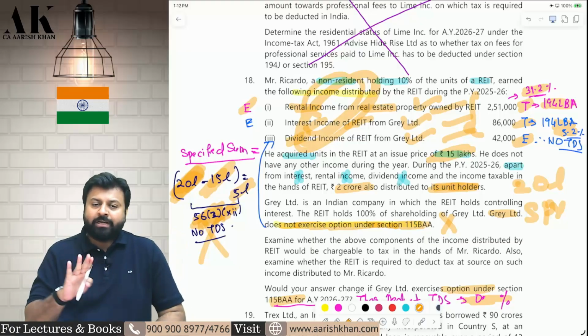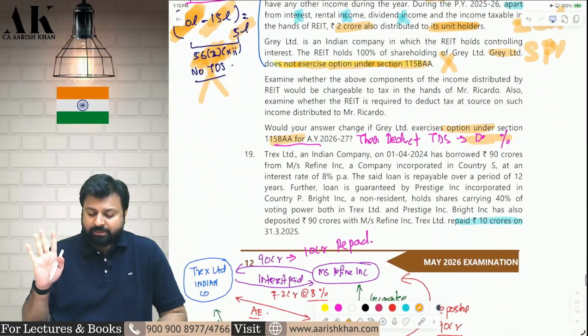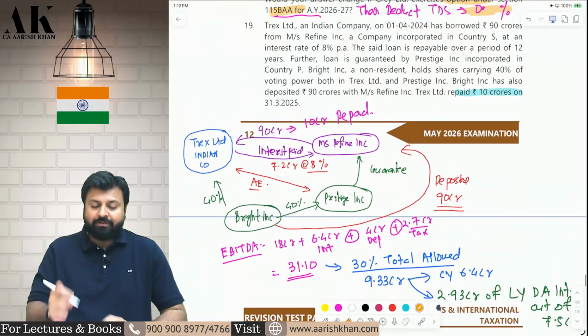So the government has not put any TDS on that particular part of the income. No TDS provision is applicable on that income. I hope it is clear to all of you.